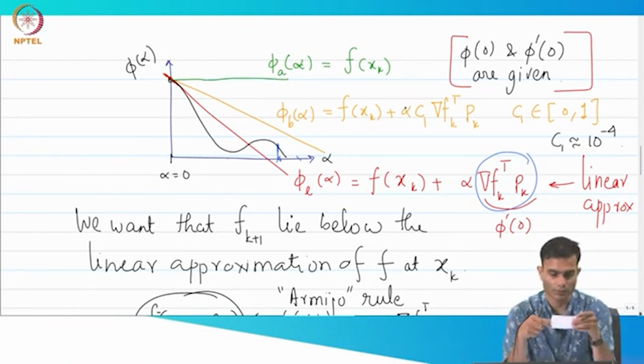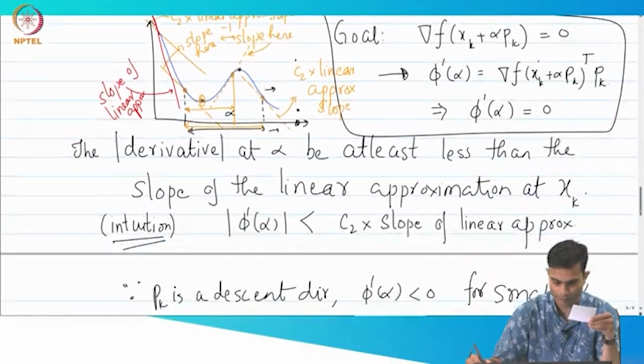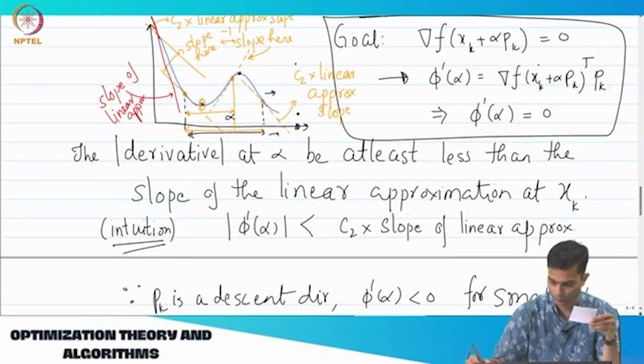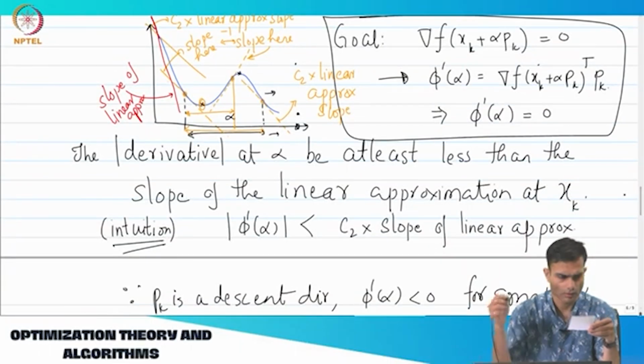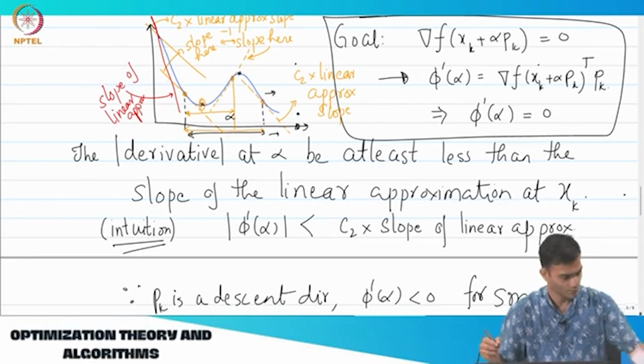I think there was a small typo in the curvature condition. So let us look at the curvature condition. Slope of the linear approximation at xk... well, I think it's correct. It's exactly what is written here.